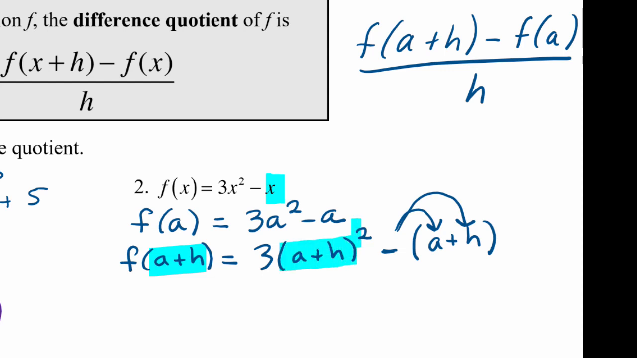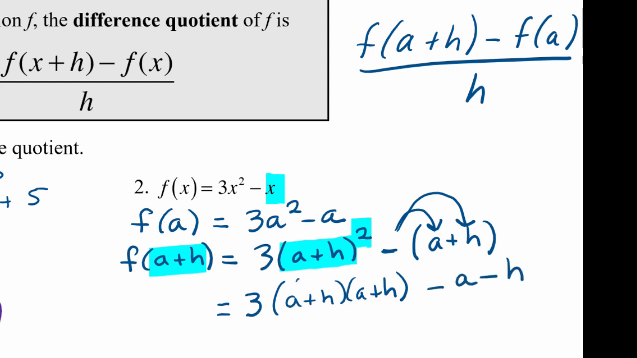The (a + h) squared, because your exponents have to be done before multiplication, as you know from your order of operations. So I'm going to rewrite the 3, and then this is (a + h) times another (a + h), and we're going to do a bit of foiling, aren't we? And then here, just since I'm here, I'm going to go ahead and distribute that negative. Minus a minus h. All right.